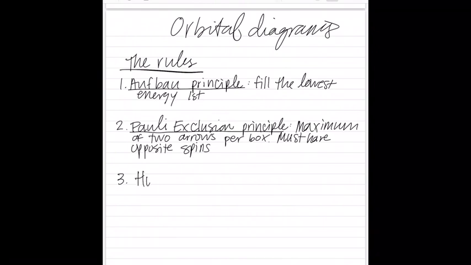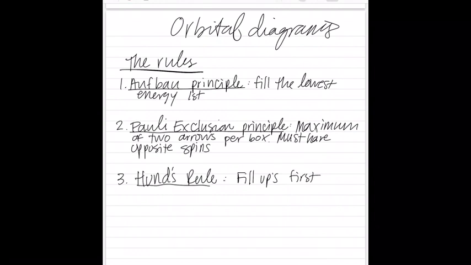All right, rule 3. This is called Hund's rule. Oh, I put that apostrophe in the wrong place. Hund's rule. This states you do all the ups first. Fill the ups first. Okay.